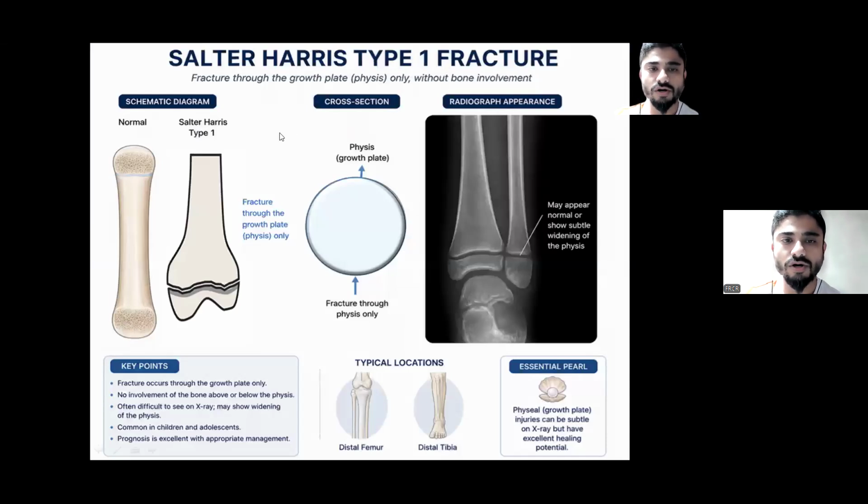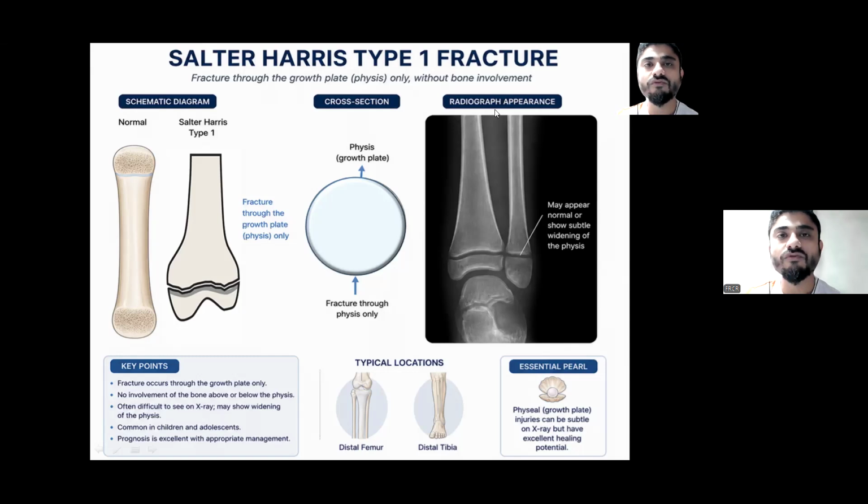So here in Salter-Harris type 1 fracture, basically the fracture is running through physis, through the growth plate only. There is no involvement of metaphysis and epiphysis. Like in this Salter-Harris type 1 fracture, you can see the fracture line is only running across the physis. There is no involvement of metaphysis as well as epiphysis.